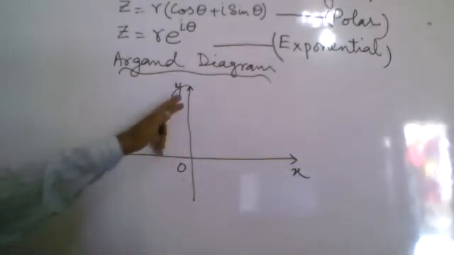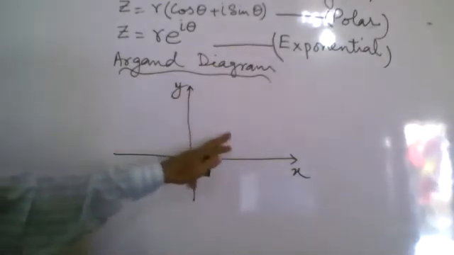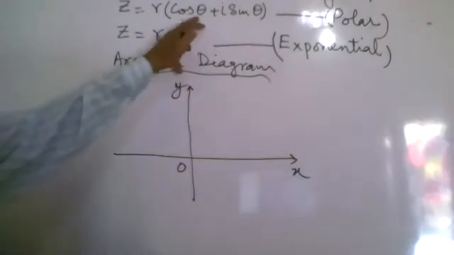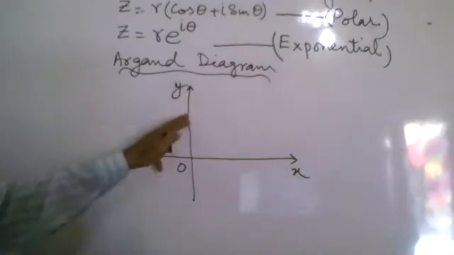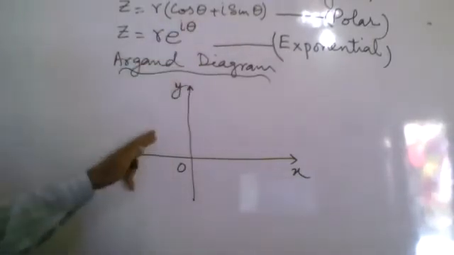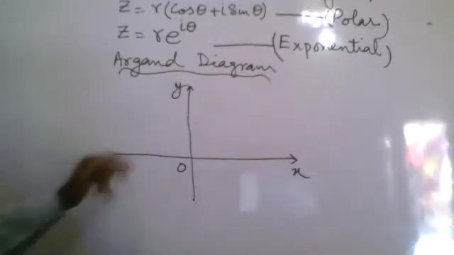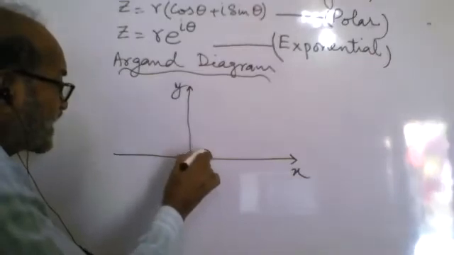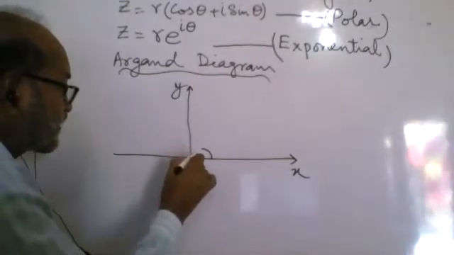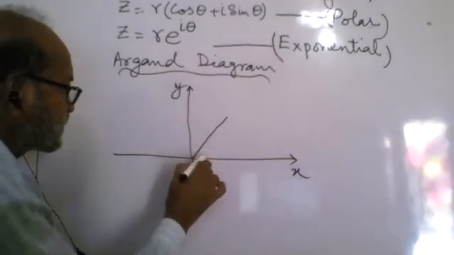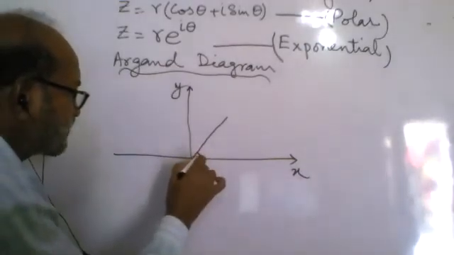If it is less than 90 degree, it will be in the first quadrant. If theta is less than 90 degree, it will be in the first quadrant. If it is more than 90 degree, but less than 180, it will be in the second quadrant. So it may be over there. Angle, we will mark the angle. This is theta.